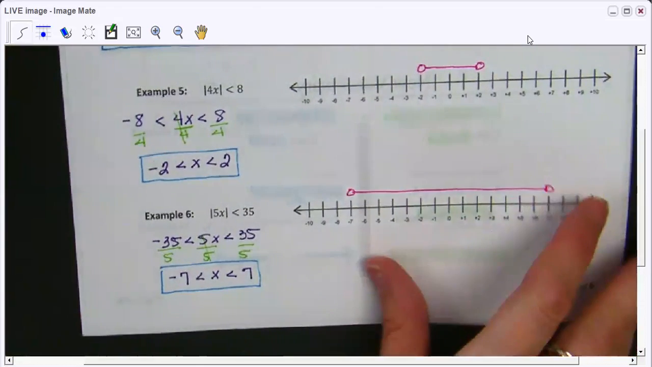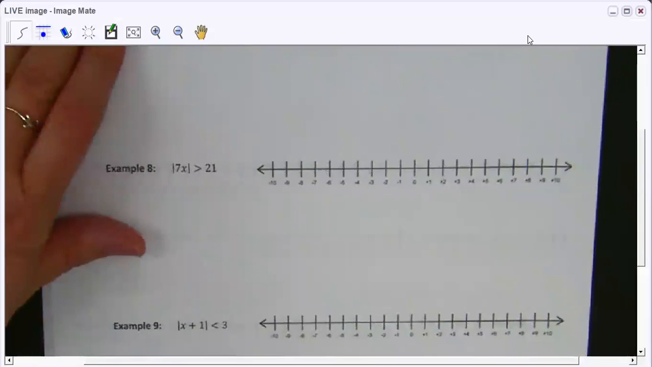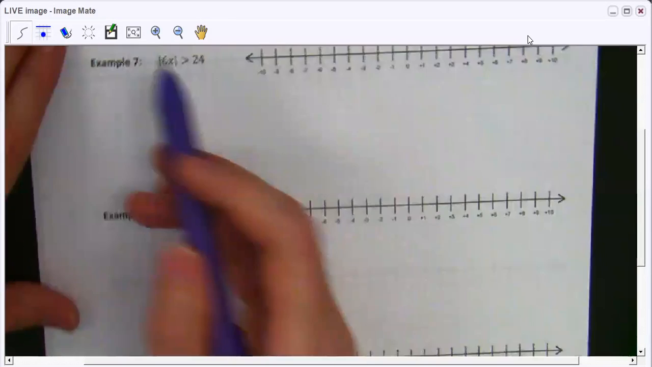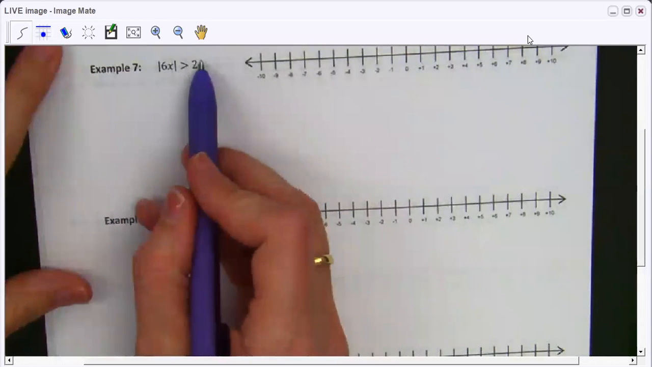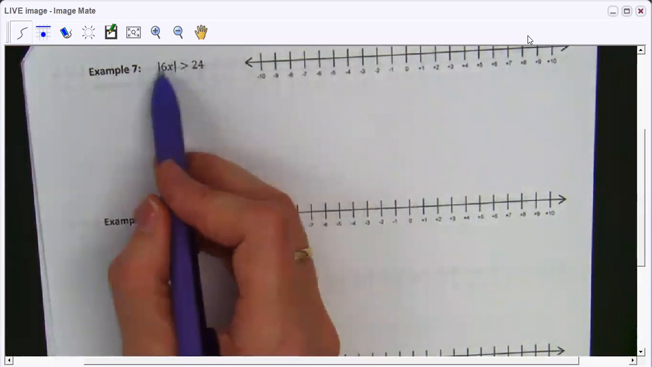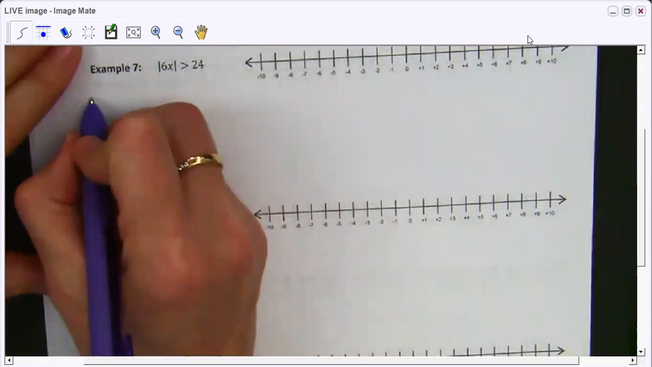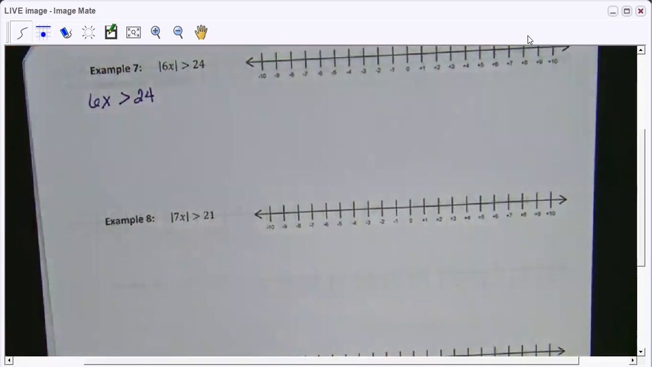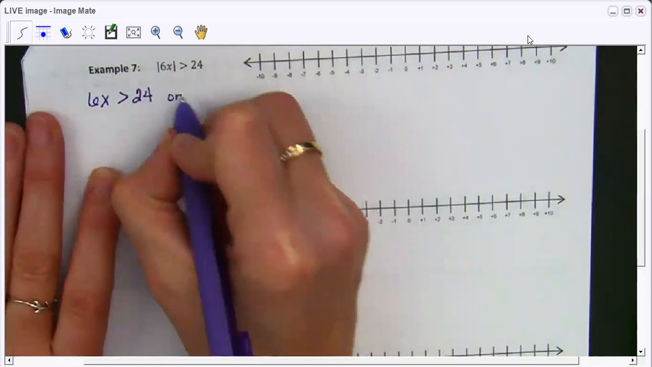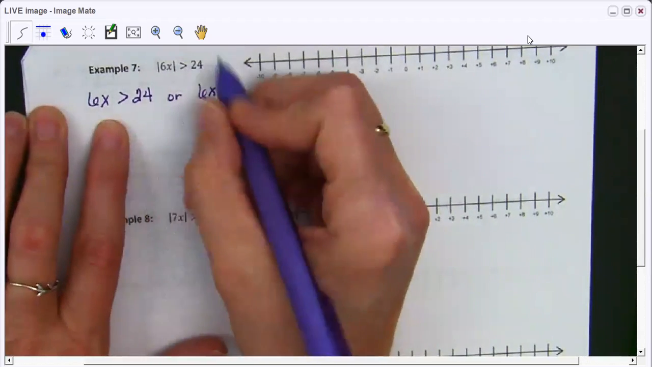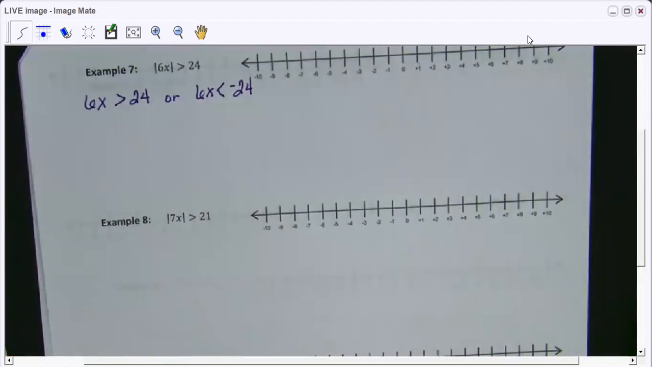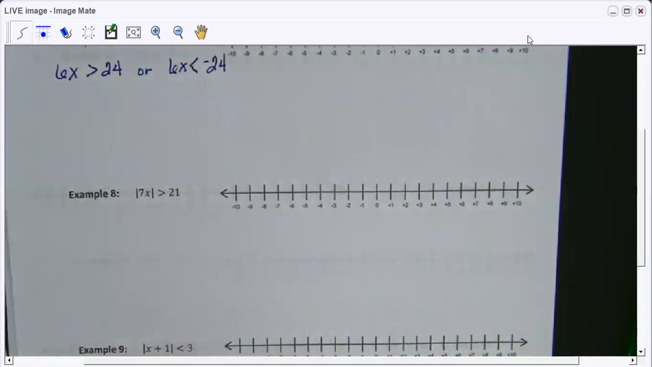So let's go ahead and go to page 3. Same type of problems. This time though, instead of a conjunction, we're working with disjunctions. So on number 7, we're going to set up one of our inequalities just how it's written, but without the absolute value. So 6x is greater than 24. Then we separate it by an or and write the other one: 6x less than -24. And then we solve both of those separately.